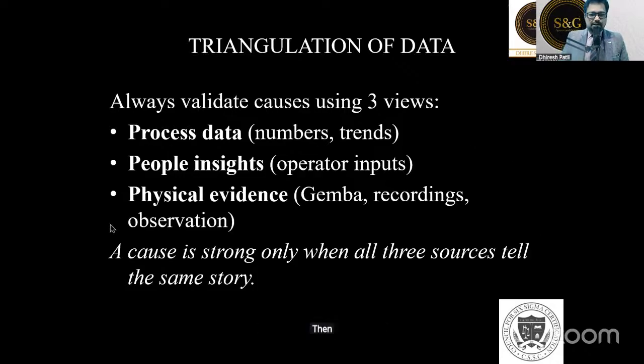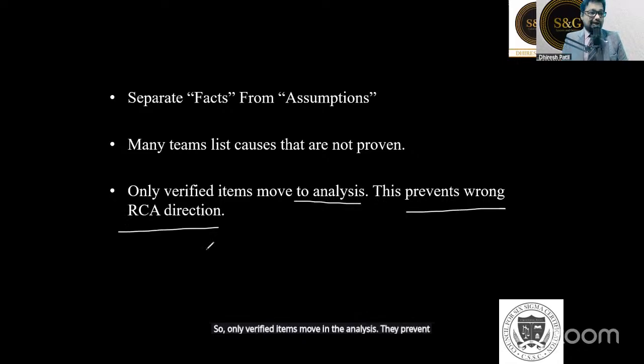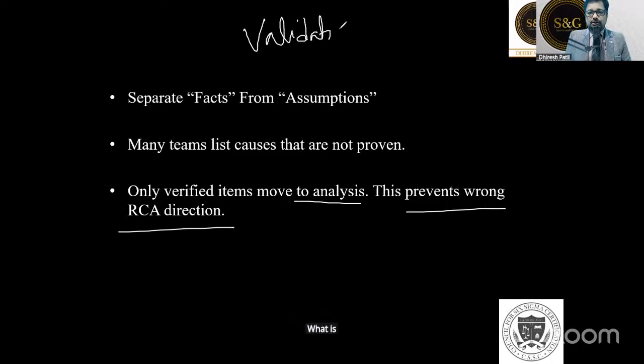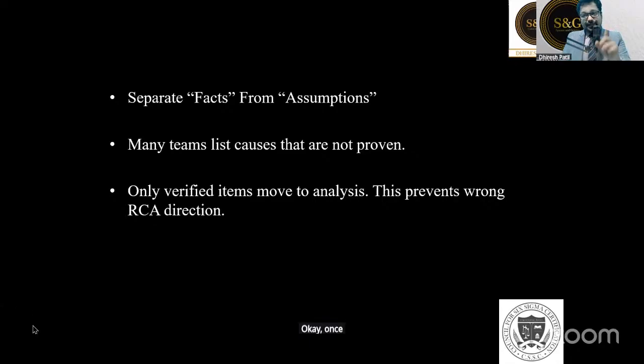Then, separate facts from the assumptions. Many teams list causes that are not proven. So, only verified items move into the analysis. They prevent the wrong root cause analysis. There is something called validation. What is validation? I have a slide for this. Validation means once we do the root cause analysis, all the root causes have to be validated, either with hypothesis testing, etc. I have a list of it. Let me share it with you. Once it is validated, then only it should go ahead.